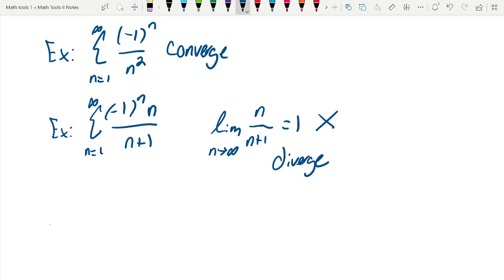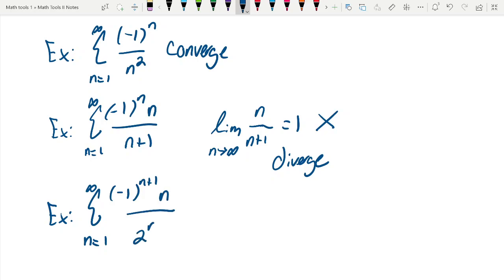Let's write one more here. The sum from n equals 1 to infinity of -1 to the n plus 1. And which term it starts at doesn't really matter too much. Again, it would affect what it's converging to, but we're not really looking for that anyway. So this one can be a little trickier: n over 2 to the n.